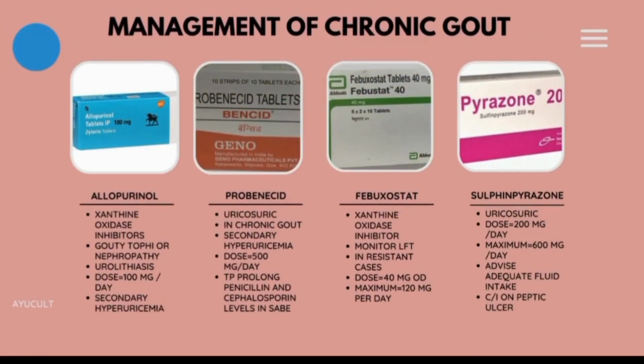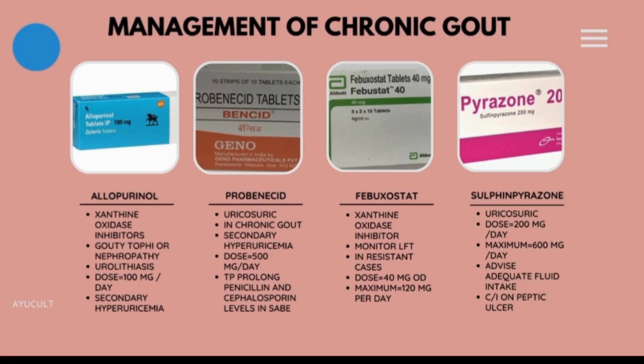First drug is allopurinol. It is a xanthine oxidase inhibitor. If you remember the uric acid metabolism, we said that xanthine oxidase converts hypoxanthine to xanthine and xanthine to urate. So drugs that inhibit this enzyme can block the production of uric acid. This is the mechanism of action of allopurinol. It is used in tophi, nephropathy and urolithiasis. The dose is 100 mg per day. It can also be used in secondary hyperuricemia, which is seen in cancer chemotherapy.